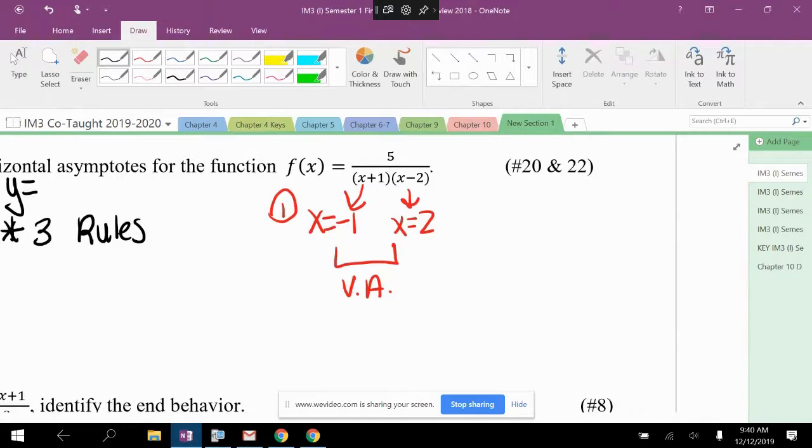Number 2 asks you for the horizontal asymptote. What is the degree of the top? Are there any x's up there? No. So the degree is 0 on the top. What is the degree on the bottom? 2. Good, because there's 2 x's. Well, the 3 rules say, if the degree is higher on the bottom, do you remember what our horizontal asymptote is? Y equals what? Very good. Y equals 0 is your horizontal asymptote.